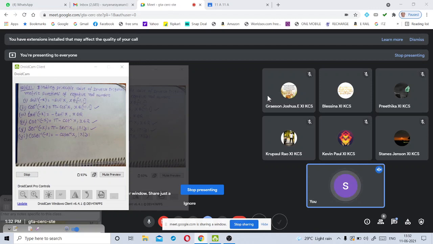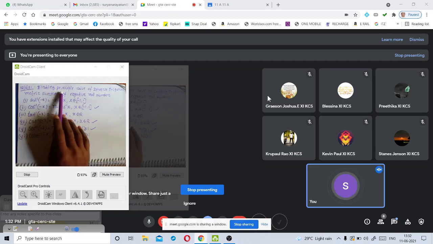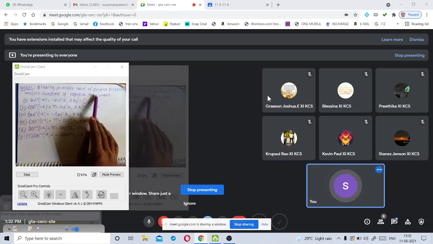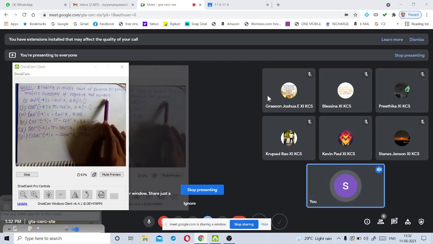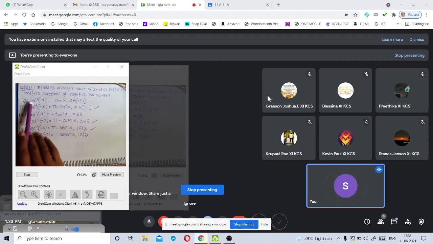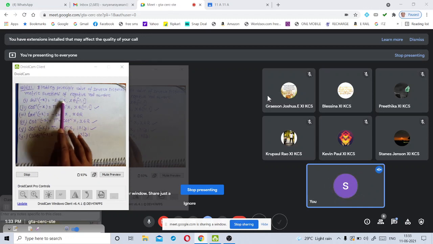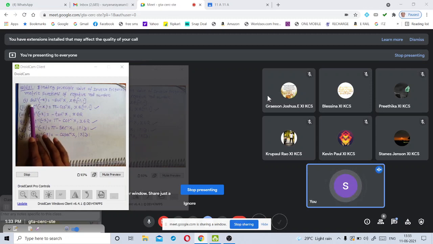In the previous class, we had discussed finding the principal values of inverse trigonometric functions of negative real numbers. These are the formulas. Sin inverse of minus x is equal to... I made everyone read all these formulae for negative real numbers, and how to find the inverse trigonometric function values.